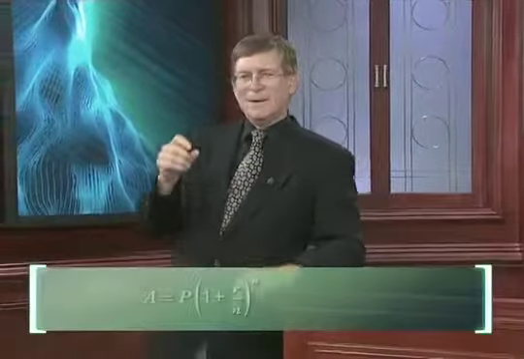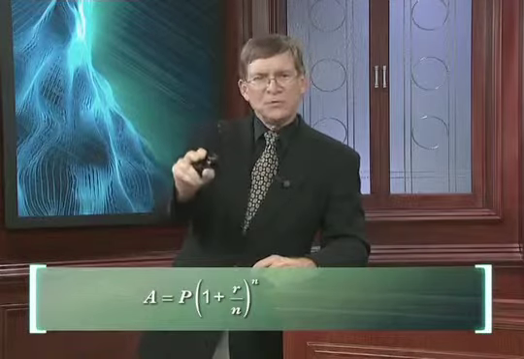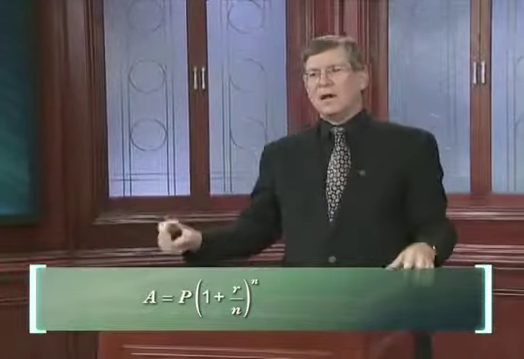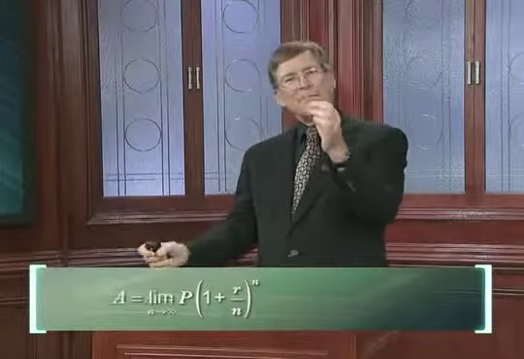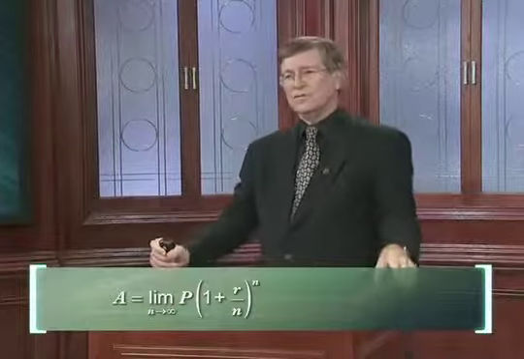Suppose I compound 10 times a year, 20 times a year, 50 times a year. I'm going to compound more and more frequently. Let's see what happens to my formula. Remember, the formula is P, the amount you deposit, times the quantity 1 plus R over N to the Nth power. And I want to know what happens when N gets large. Take the limit as N goes to infinity.